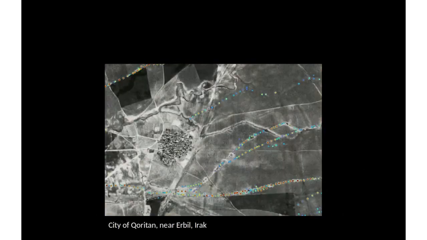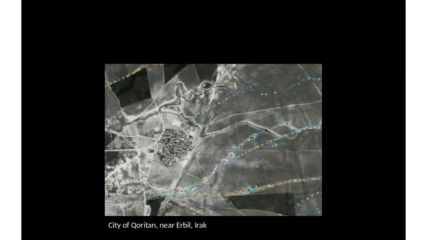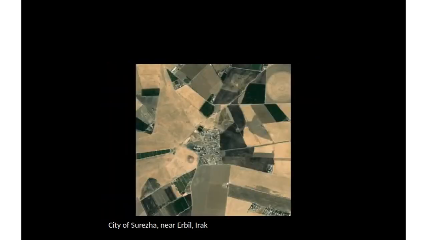So this is an example. You can see here a small city. This is a Corona image, and this is the exact same area. So yes, it is the same area. We have nothing left nowadays, but on the Corona image from the 70s, we have all the qanats detected. And this is another area.